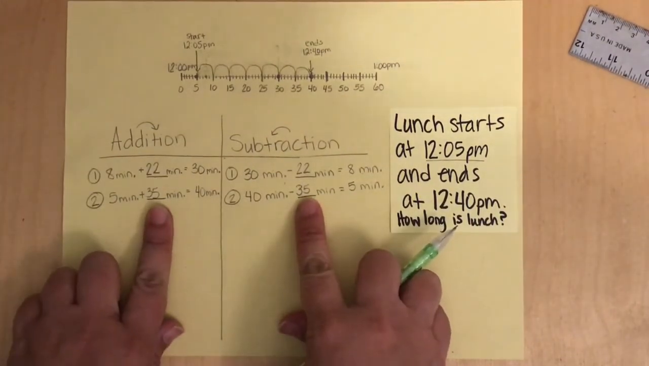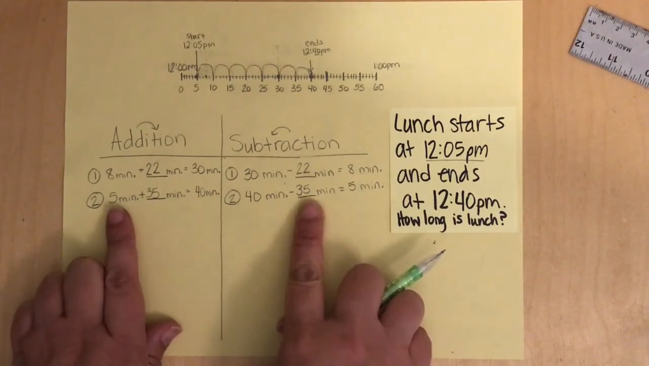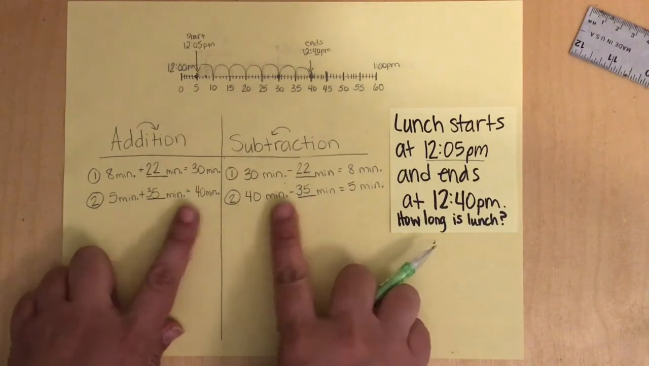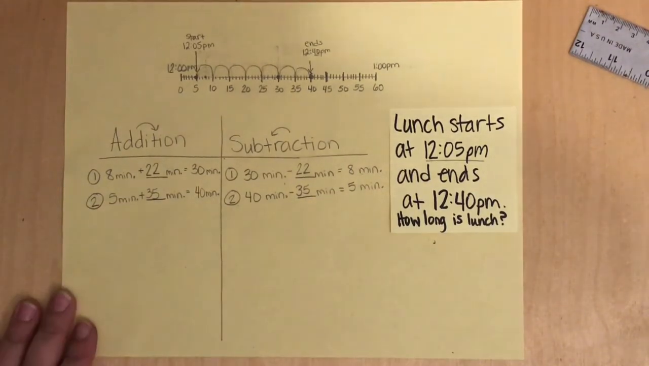It's like a fact family, isn't it? Or it's exactly a fact family. So I have all the same numbers, 5, 35, and 40. They're just in a different order depending on what operation you choose.